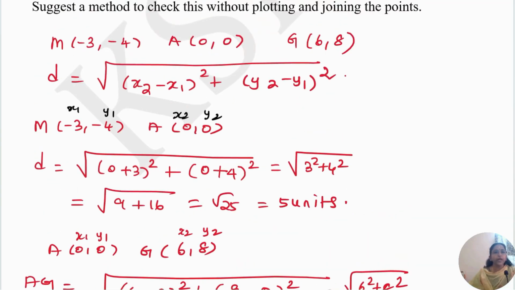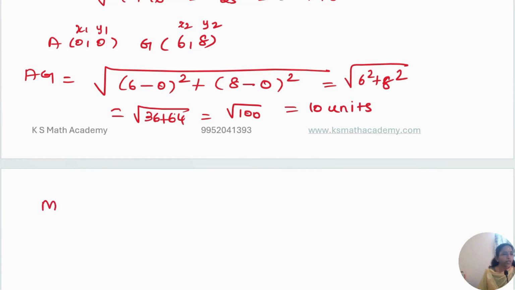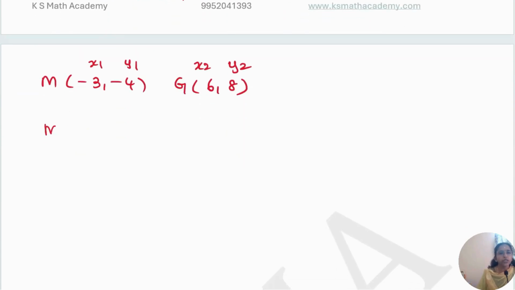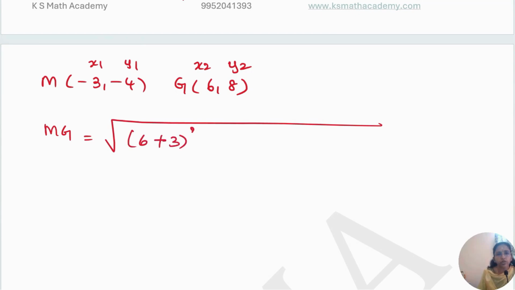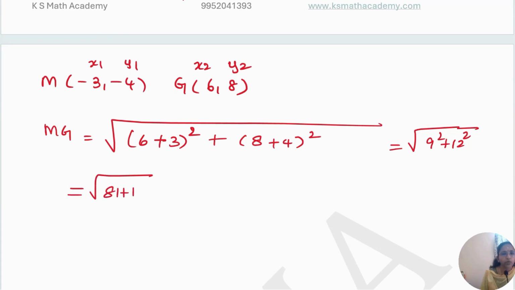And similarly, you have to find the distance between M and G now. M point here is (-3, -4) and our G point is (6, 8). So this is x1, y1, and this is x2, y2. The distance MG is the square root of (6 minus of minus 3) the whole square plus (8 minus of minus 4) the whole square. So this is root of 9 square plus 12 square, root of 81 plus 144, root of 225, that is nothing but 15 units.